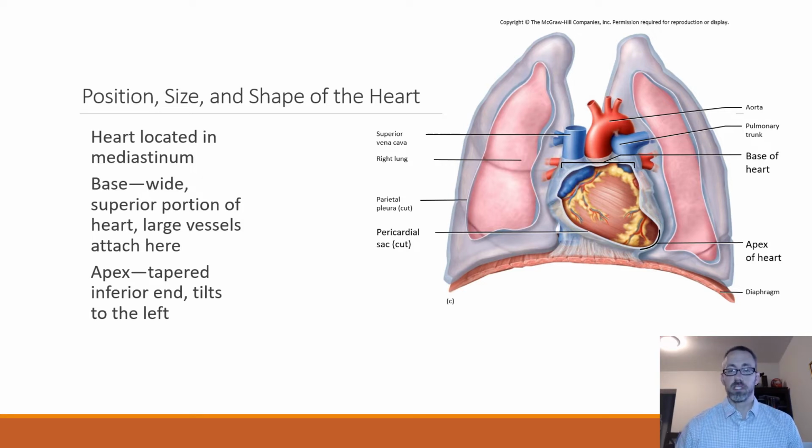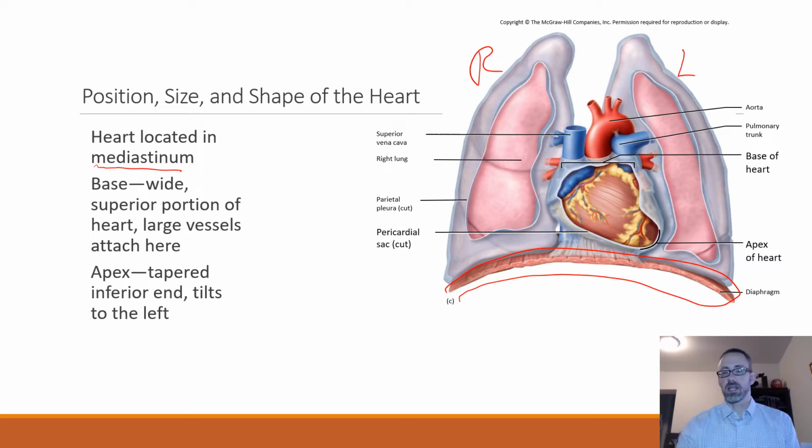So in terms of its position, the heart's located in the thorax, which sits on the diaphragm, and you can see the diaphragm right about here. It sits on this muscle, the diaphragm, which we use to breathe. And it's situated between the lungs, the left and the right lungs. So this is the left lung over here. Here's the right lung, and it's in a part of the thorax we call the mediastinum.